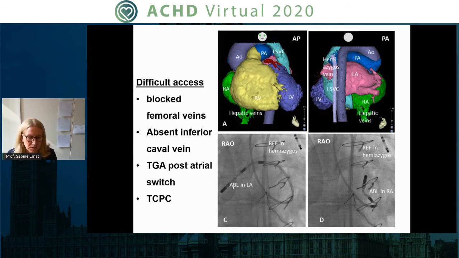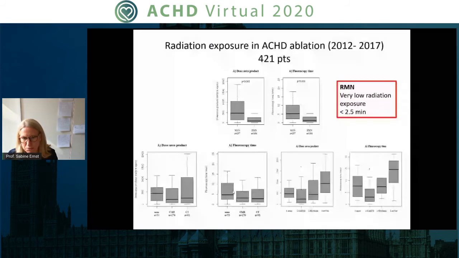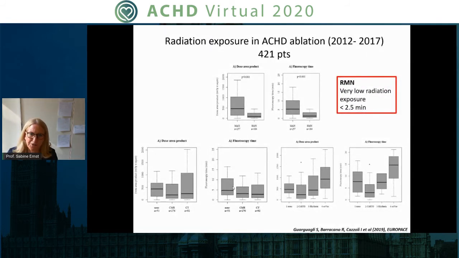We've done this now for, I think, as long as I'm 13 years at the Brompton, and this is a short overview of the cases, about 420 cases between 2012 and 2017, so a 5-year period. You see that I still do most of the procedures manually, but the magnetic cases are maybe about half of the manual cases. But the impact, because of the image integration and all the other tricks that we are using, is actually quite immense on radiation exposure. Typically, a magnetic case has less than 2.5 minutes of X-ray, significantly lower than a manual case.